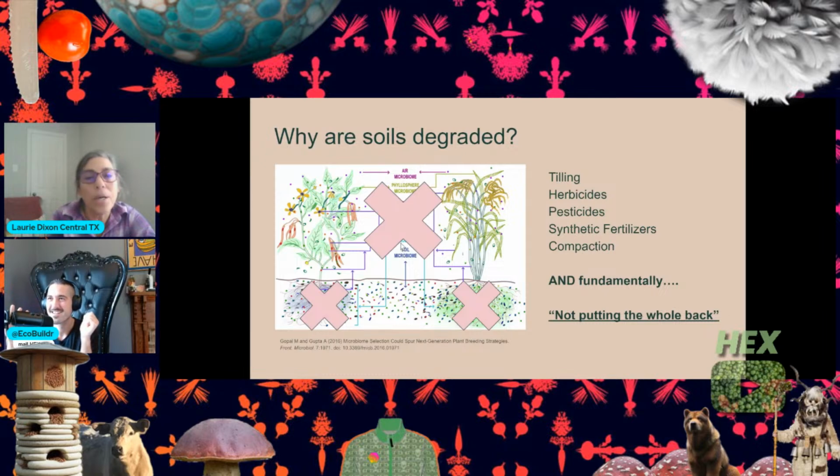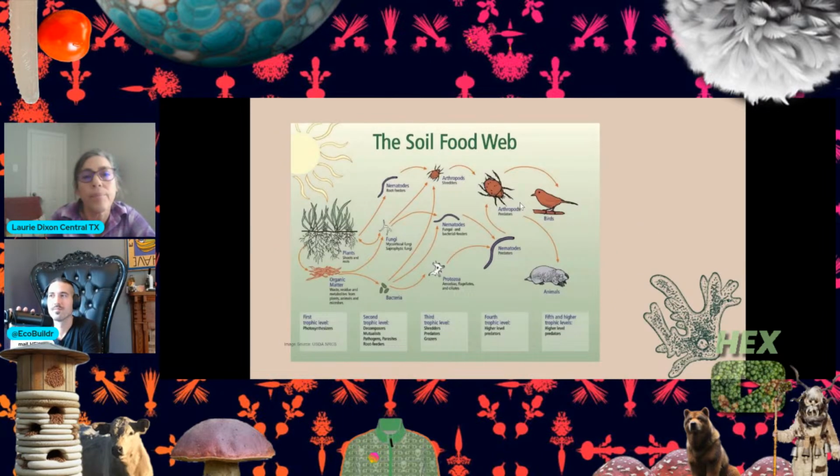I'm not really going to talk a lot about this. I'm going to assume, with y'all's background, you know the issues that we're facing today, why our soils are degraded. You can see the tilling, herbicides, pesticides, and so on. We're just going to blow through that.